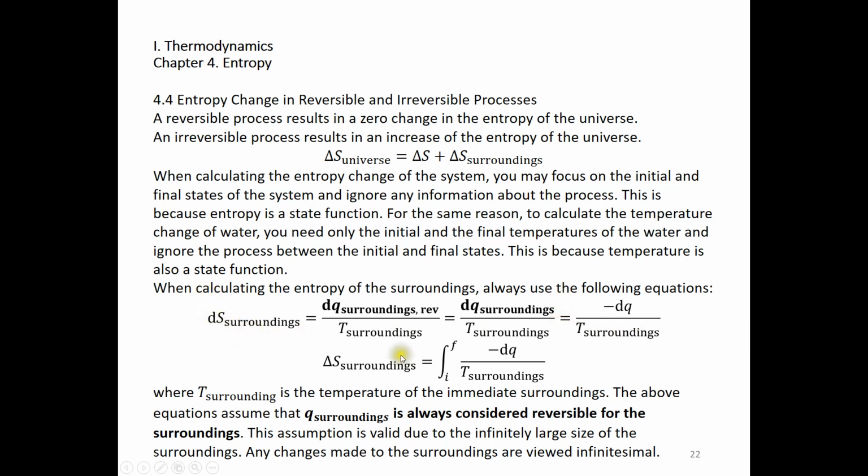Now we integrate both sides. Delta S surroundings is the integral of dQ over T surroundings. Again, T surroundings is the temperature of the surroundings, but for convenience, you can also say it's the temperature of the immediate surroundings. Because again, the surroundings is infinitely large. If you have a bottle of water and the moon is part of the surroundings of the bottle of water, the temperature on the moon is totally different from the temperature of the immediate surroundings of your water bottle. So that's why it's reasonable to use the immediate surroundings instead of the temperature of the moon.